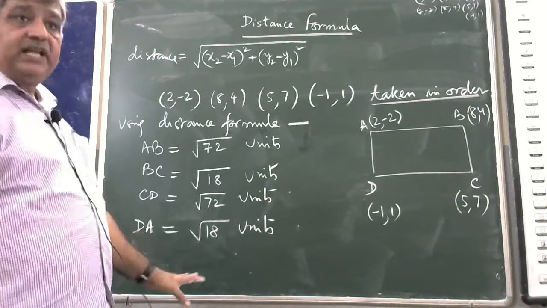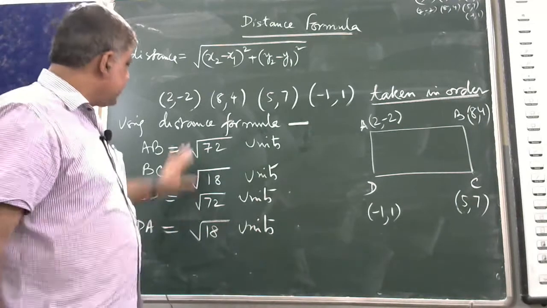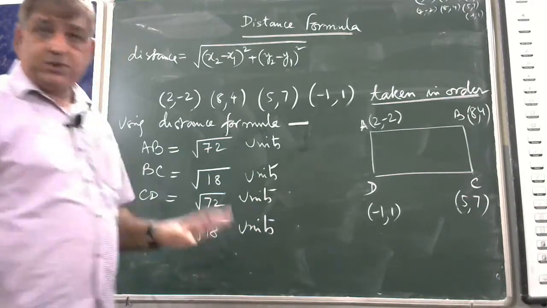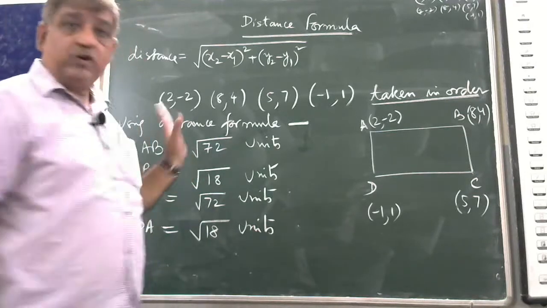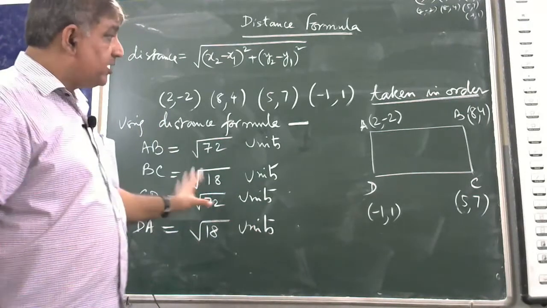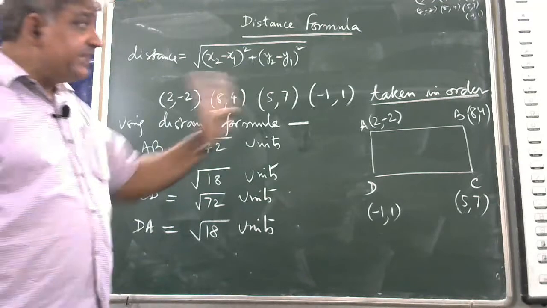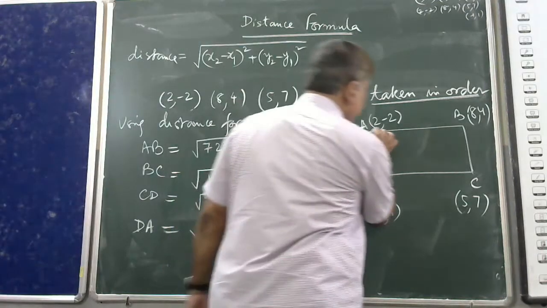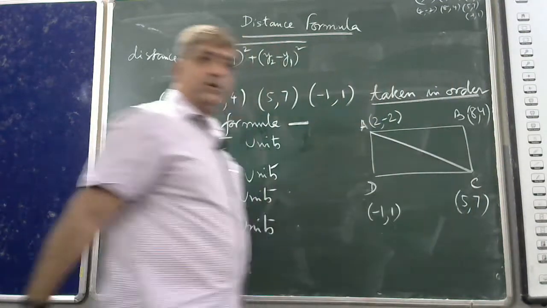What we observe here? We observe that the opposite sides are equal. So, surely it will be a parallelogram. Obviously, it will be a parallelogram. Let us check, find the length of diagonals. Say, AC, this length, AC.